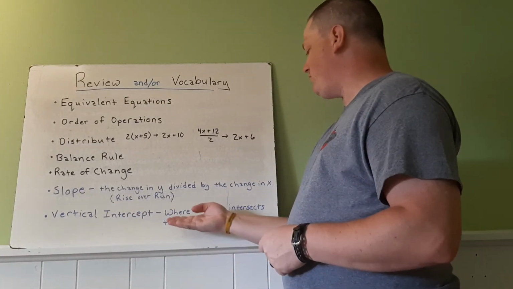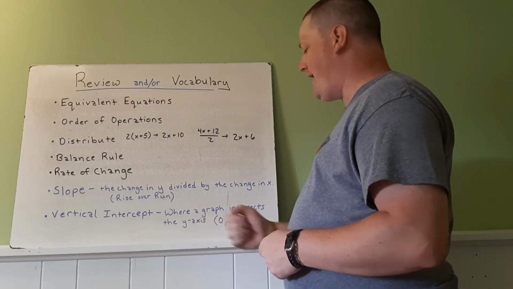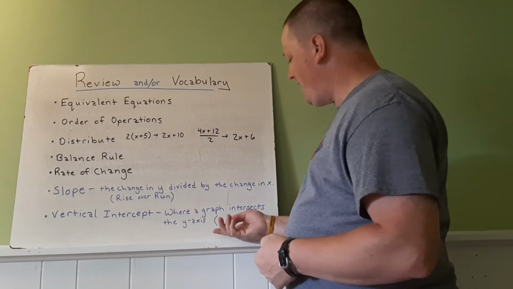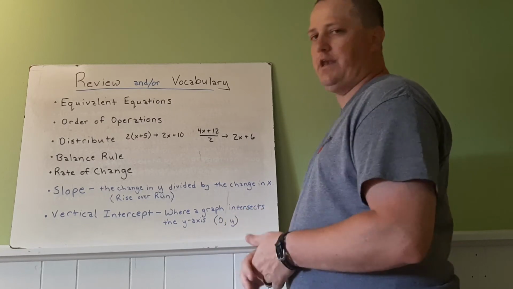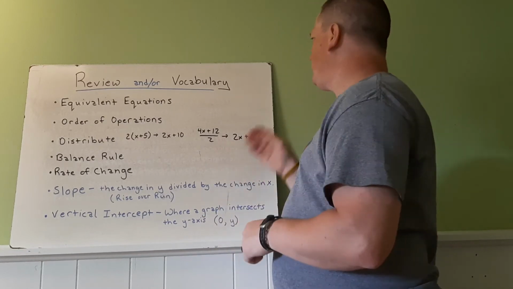Vertical intercept is where a graph intersects the y-axis. Something to remember is every vertical intercept is in the form 0, a number for the y-axis.